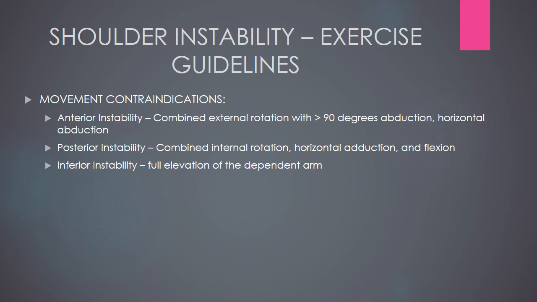So any maneuver that combines external rotation with greater than 90 degrees of abduction or horizontal abduction would be contraindicated. In cases of posterior instability, any maneuver that combines internal rotation with horizontal adduction and shoulder flexion would be contraindicated. And then inferior instability would be provoked by full elevation of the arms, such as would be encountered with overhead dumbbell presses, as an example.